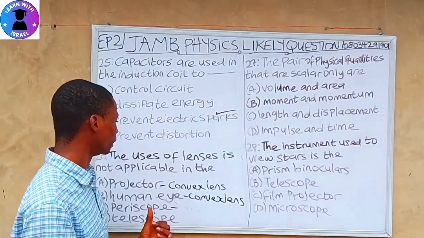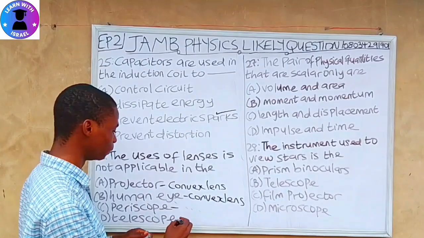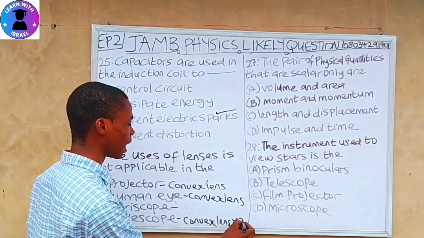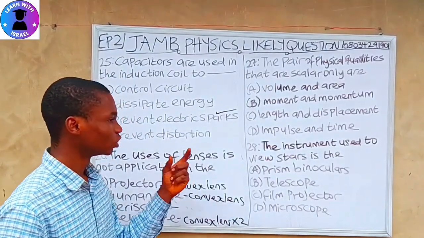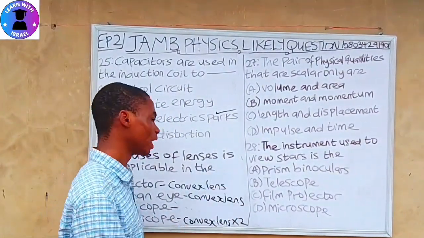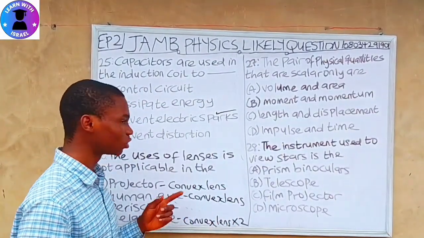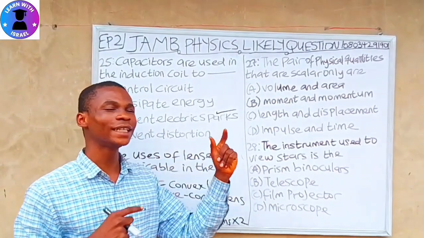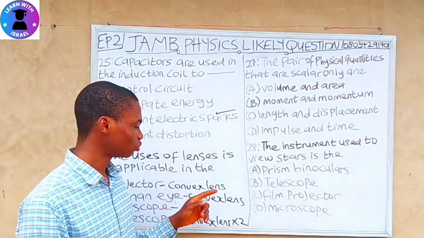And for telescope, the use of lenses is also applicable, and it is convex lens times 2. The telescope needs two times the convex lens of the human eye or the projector. In the human eye we use maybe one, but for telescope we have to double, because telescope is used for viewing far images like stars. So it has to double.